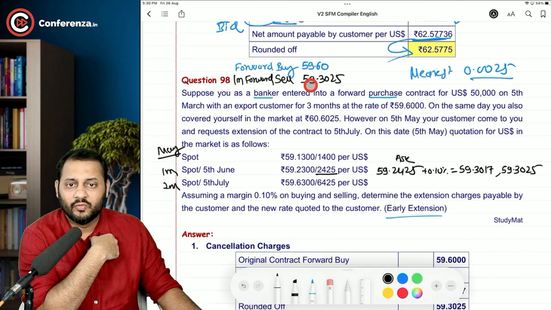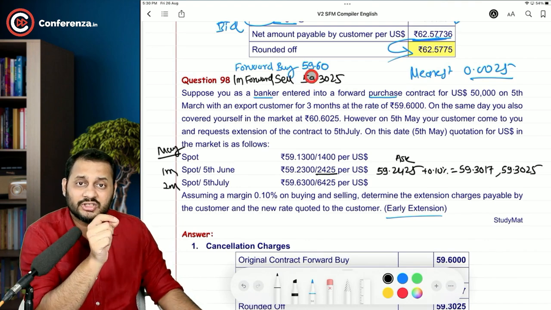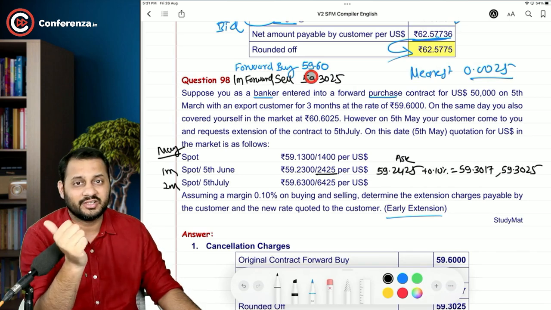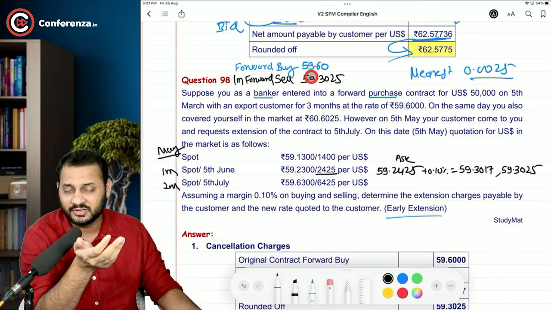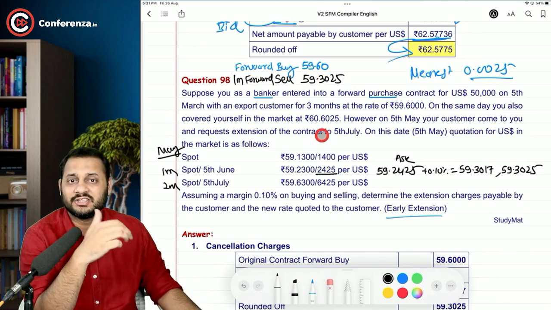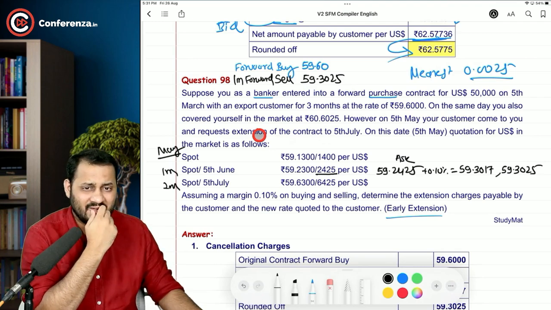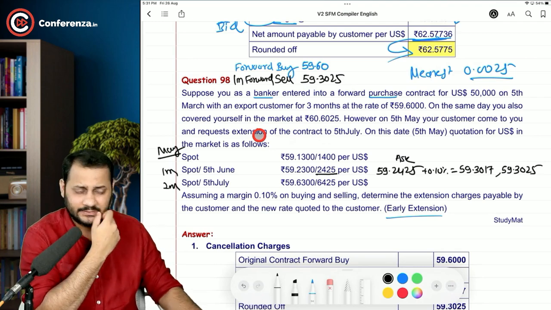Bank is selling at a lower rate and buying at a higher rate. So it's a loss due to cancellation to the bank and profit to the customer. That's good news for the customer, that because of the cancellation he is making some profit. Okay. Anything else?